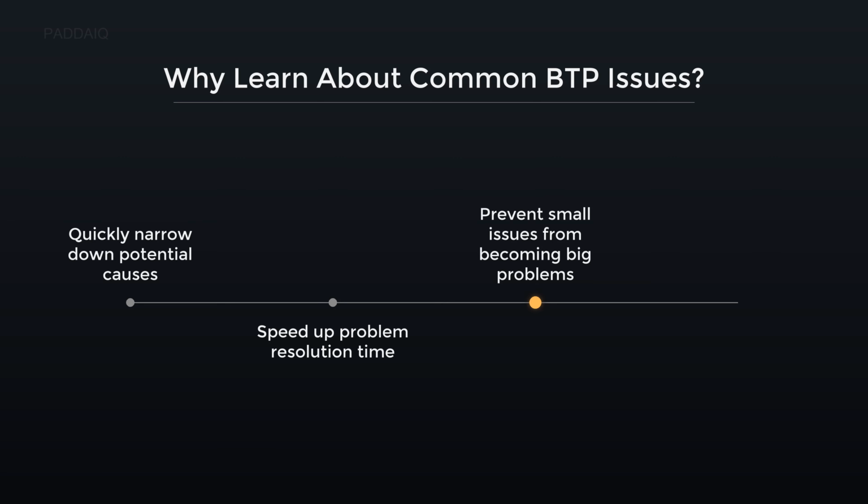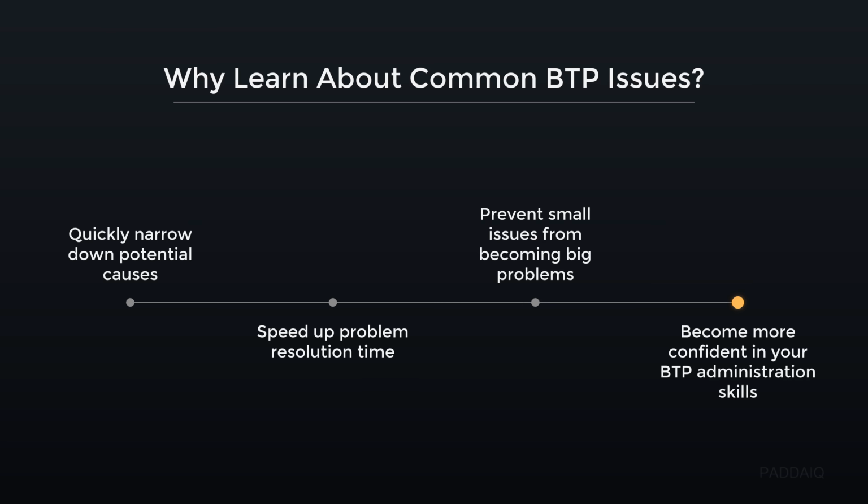Prevent small issues from becoming big problems. This means addressing minor technical glitches early before they escalate. For example, a small memory leak in an application might initially cause slight slowdowns, but if ignored, it can lead to complete system crashes. Proactive management ensures stability and avoids major disruptions.